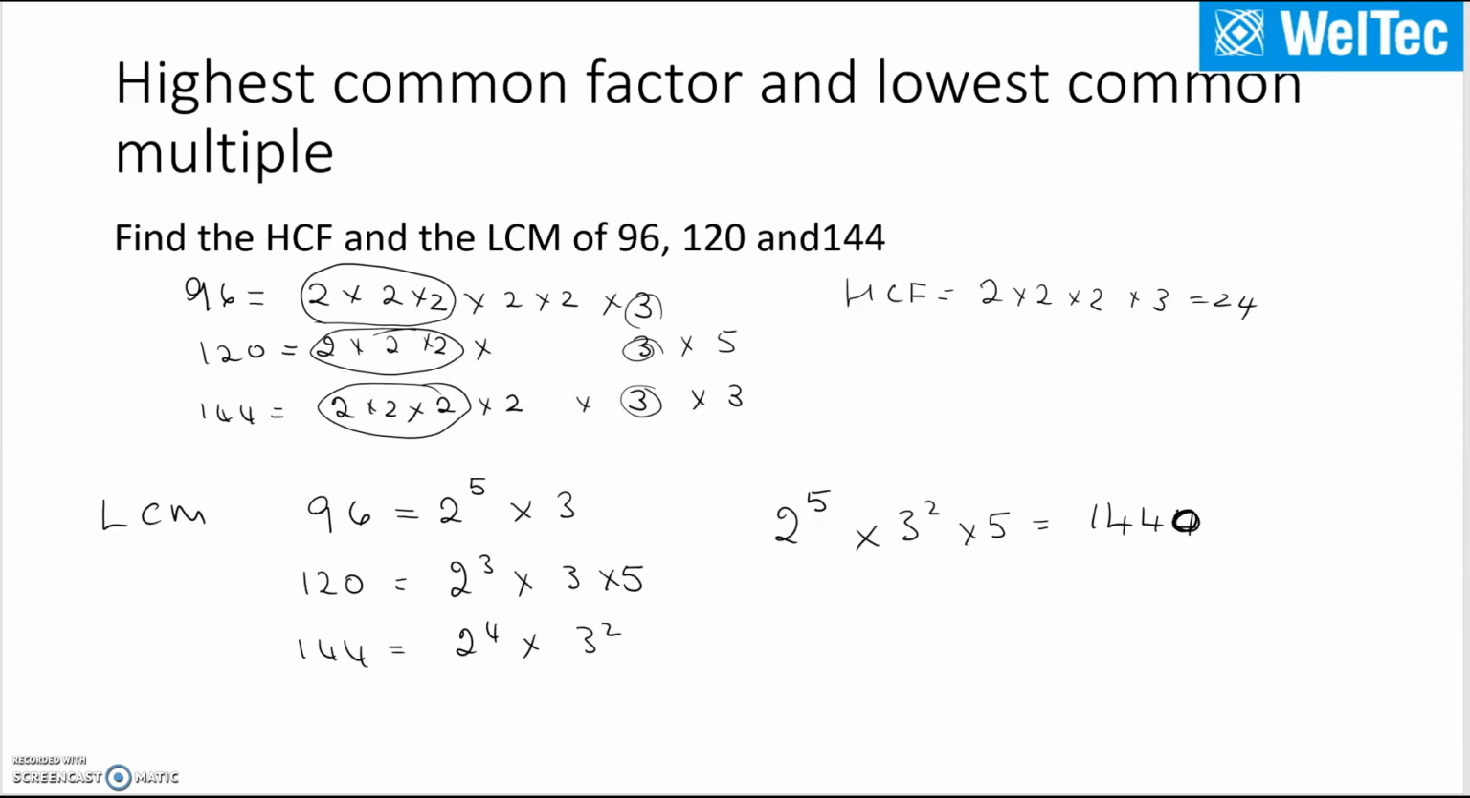So that's the LCM. Again, see how this 1440 is a large number. It's the number that all of those will go into evenly, and the 24 is quite a small number. It's the factors, so it's a small number.